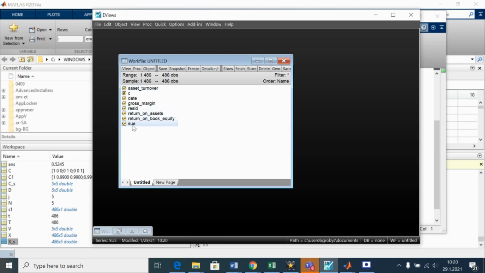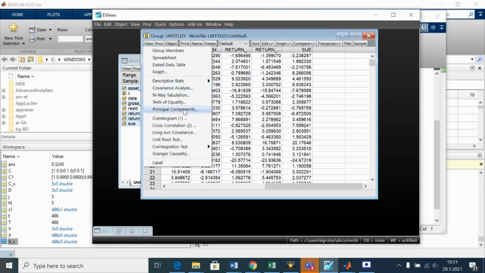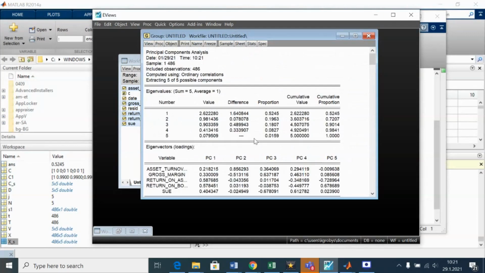So we have SUE, the standardized unexpected earnings surprise, return on book equity, return on assets, gross margin, and asset turnover. Let's now collect all of them. We have to push the CTRL button and make a mouse click on the left side, and then we go on open as a group. So that's now our data matrix that we operate with. We go on view, we go on principal components, and we can leave everything as it is, because everything in eViews is already standardized. It's a standard program. And now eViews spits out the corresponding output.